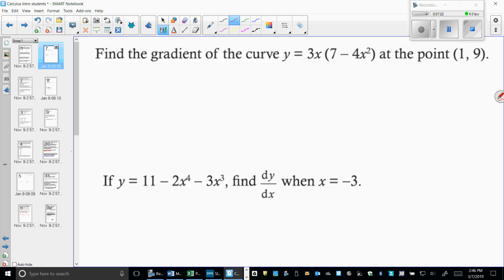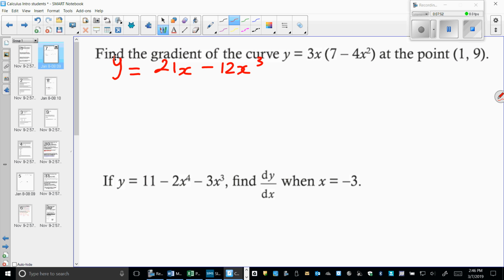So, find the gradient of this curve at the point (1, 9). So, I've got brackets here. We don't like brackets. So, in a similar way that before we had to change our powers when there were fractions, what do you think we're going to do with this expression first? Kiara? Expand it. Perfect. So, Kiara, can you expand it for me? 21x minus 12x. Awesome.